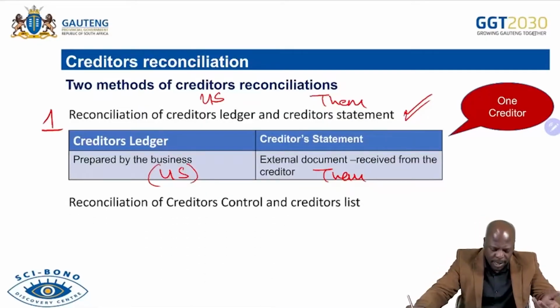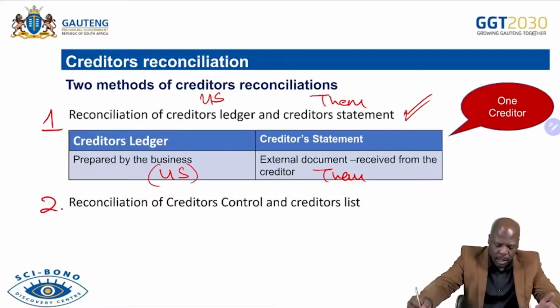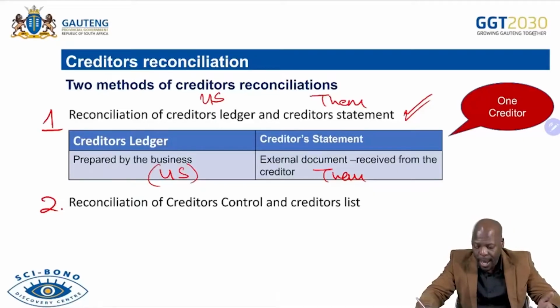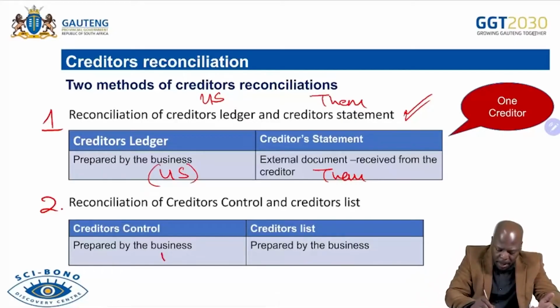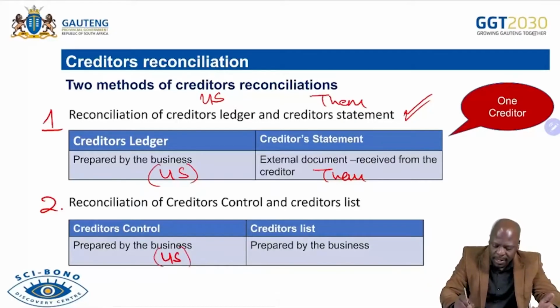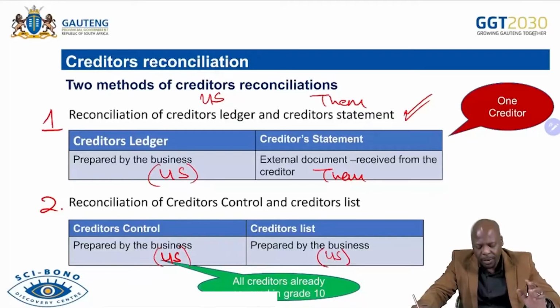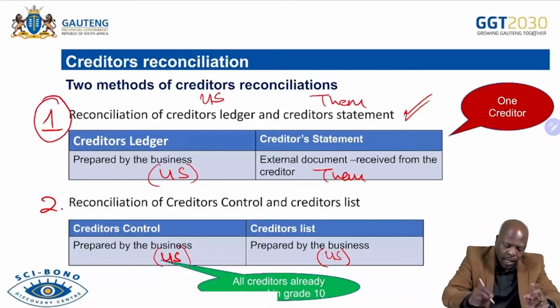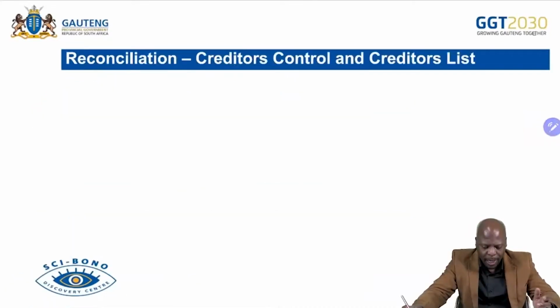And then the second one is the reconciliation of the creditors control and the creditors list. Remember, who does the creditors control? Prepared by the business, it is still us. And who does the list? It is prepared by the business, so it still remains us. But very important for you to know that we covered this in grade 10. In today's lesson, I'm going to be focusing on only number one. That is my area of focus today.